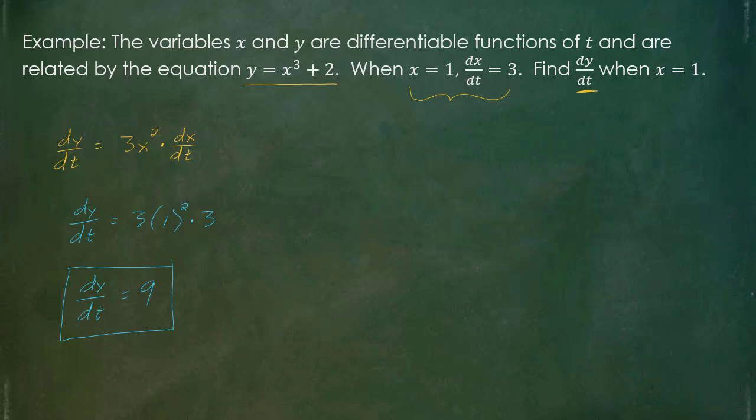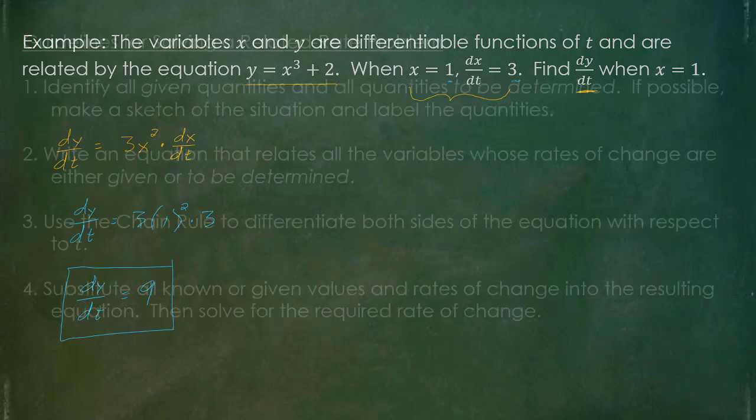But hopefully this made sense how at the very beginning we're just taking the derivative with respect to t, and then we just plugged in the values that they gave us, the 1 and the 3, and that allowed us to solve for the dy over dt that it was asking for.